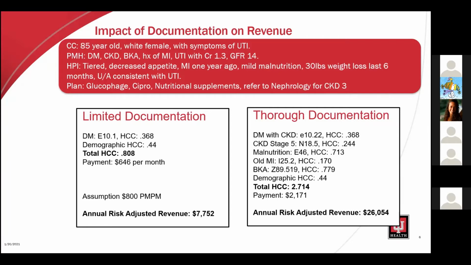So, and then if you go down to the annual risk adjustment revenue for that limited documentation, we would only get about $7,700 to care for this patient per year.